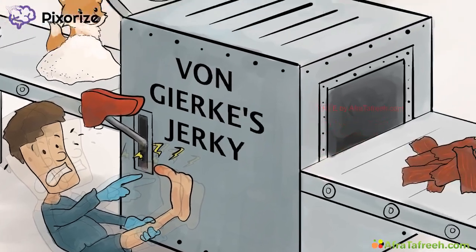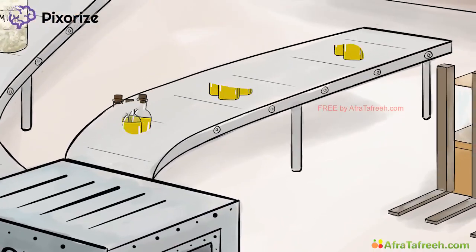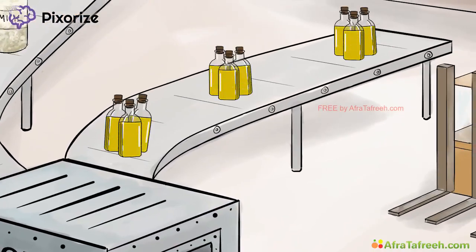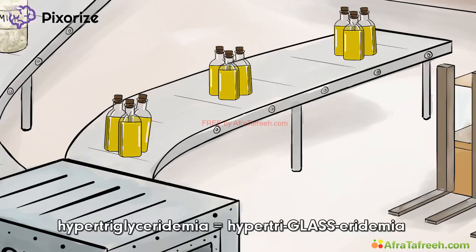Lastly, take a look at the final ingredient in our jerky, oil. Notice how these glass bottles of oil are packaged in groups of 3. The 3 glass bottles of oil are Pixarize's recurring symbol for hypertriglyceridemia. This is another indirect result of impaired gluconeogenesis, since triglycerides are normally broken down to eventually make glucose. In von Gierke disease, buildup of metabolites blocks the breakdown of triglycerides, which build up in the bloodstream to cause formation of xanthomas, as well as the rare development of pancreatitis.